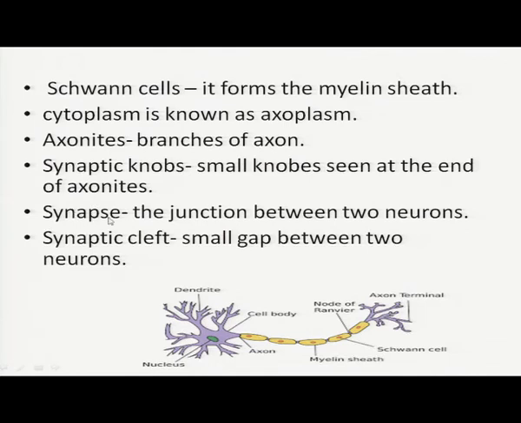Now, what is meant by a synapse? The junction between two neurons. There is a little small gap. So, that gap between the two neurons is called a synaptic cleft. The axonite of one neuron links with the dendrite of the neighboring neuron. And this junction between the two neurons is known as synapse, and there is a minute gap between these two, that is known as synaptic cleft.